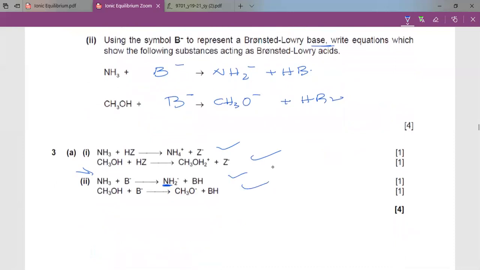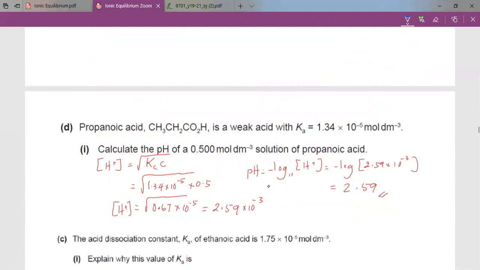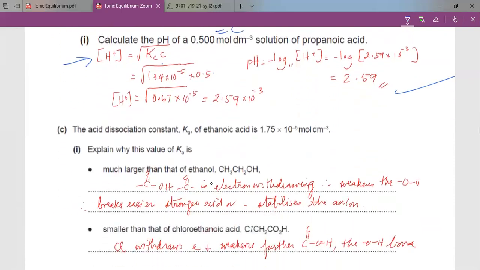Okay, so this is how the syllabus comes out. Propanoic acid, weak acid, Ka, again, find the pH given the concentration, this is your C. Again, see now this equation, fantastic, isn't it? Substitute inside, any fool can do it.